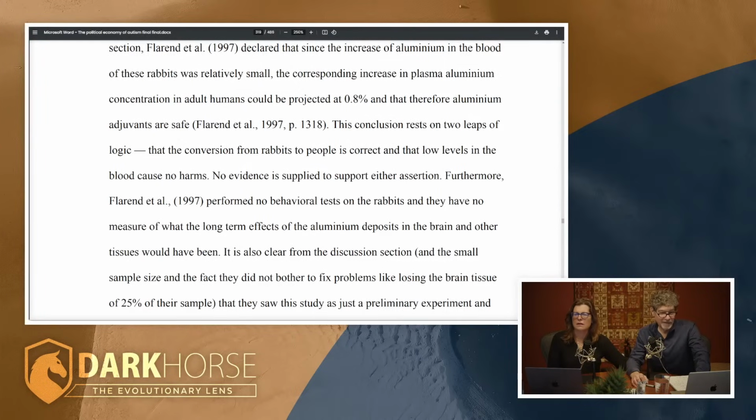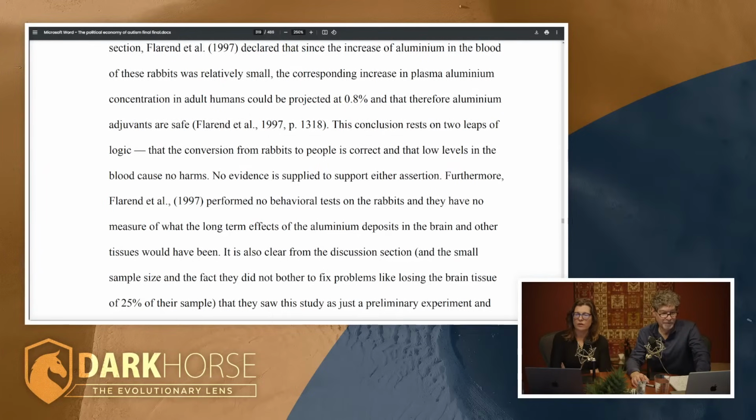What? This conclusion rests on two leaps of logic: that the conversion from rabbits to people is correct, and that low levels in the blood cause no harm. No evidence is supplied to support either assertion. Furthermore, Flarin et al. performed no behavioral tests on the rabbits, and they have no measure of what the long-term effects of the aluminum deposits in the brain and other tissues would have been.